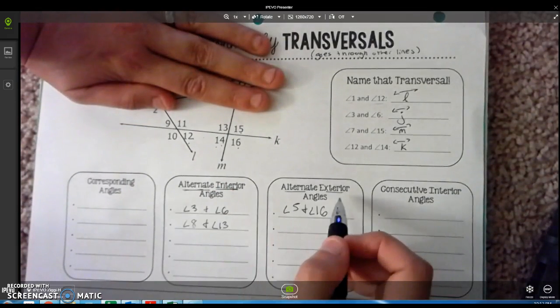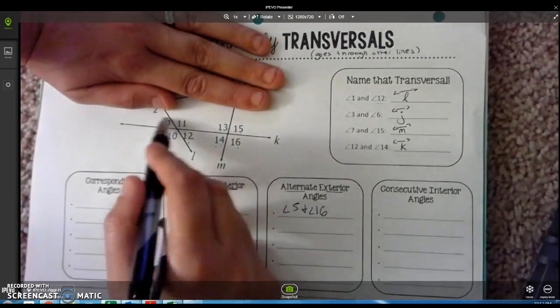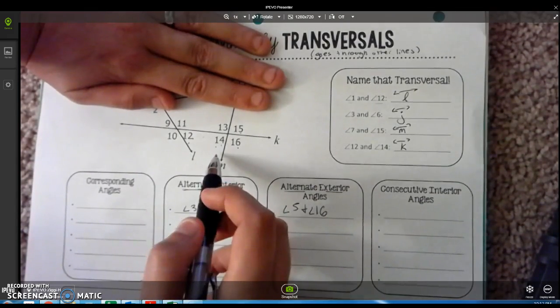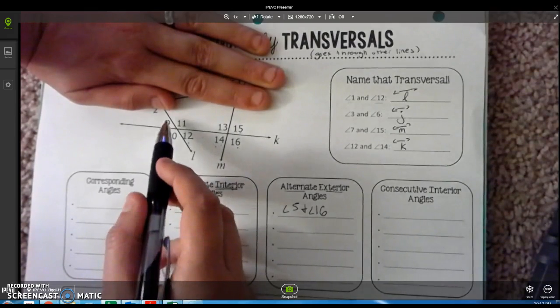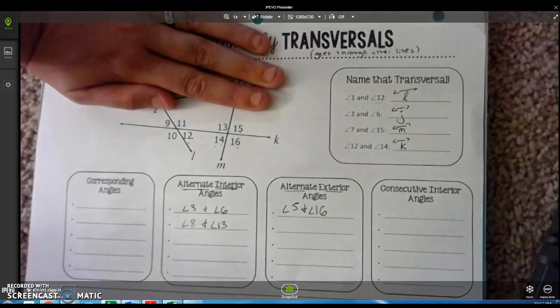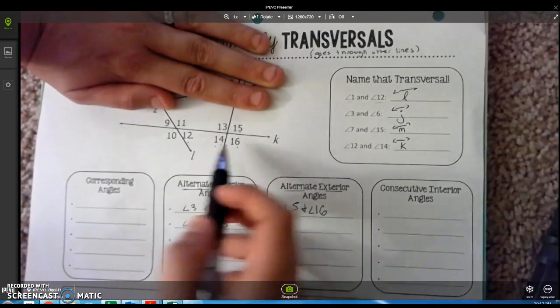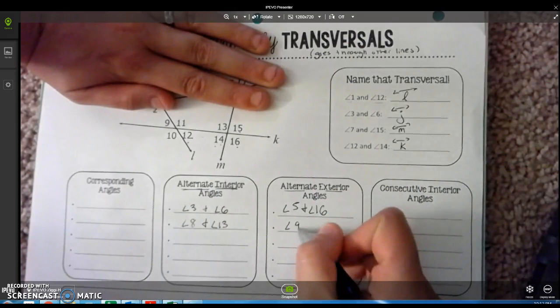And I'm going to look for the alternate exterior angles. Well, exterior means that it's outside here. I can't box it in, right? So 9, 10, 15, and 16 are my exterior angles. And the alternate ones would be 10, 15, or 9 and 16. I'm just going to write 9 and 16.